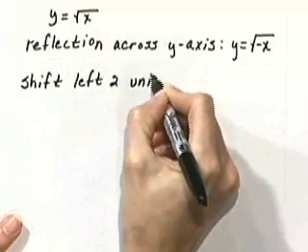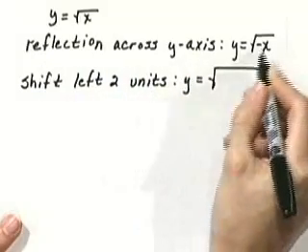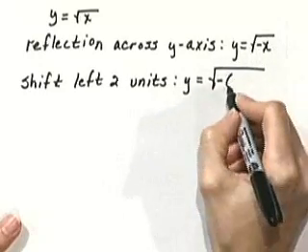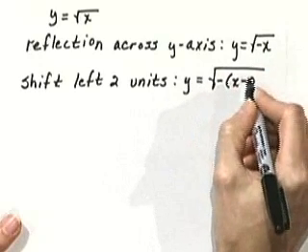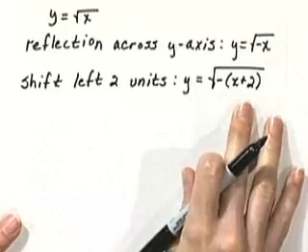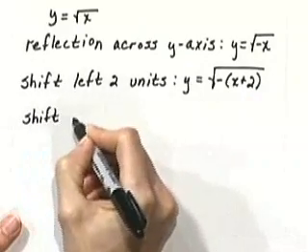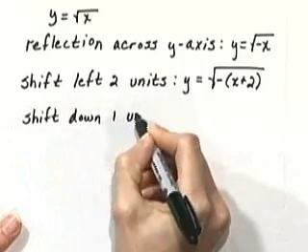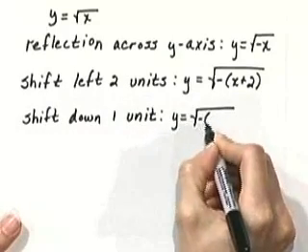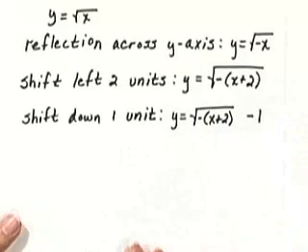If we shift left two units, we would have y equals the square root. Remember, we have the opposite there, and we're replacing this x now with x plus 2, because we're shifting to the left, so we want x plus 2 inside the quantity. And to shift down 1 unit, we'll just subtract 1 from the function.